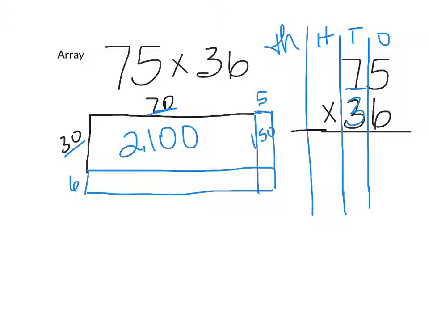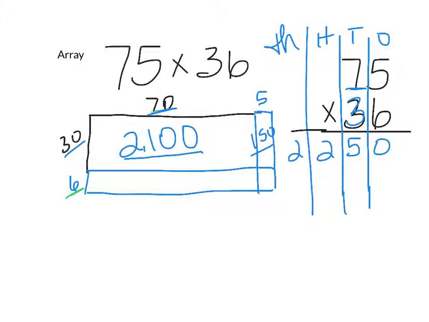So I want to put that on my written record. I'm going to do it all at once. 30 times 75 is the 2,100 plus 150. So I have 2,250. And then I'm going to do my 6 and my 36.